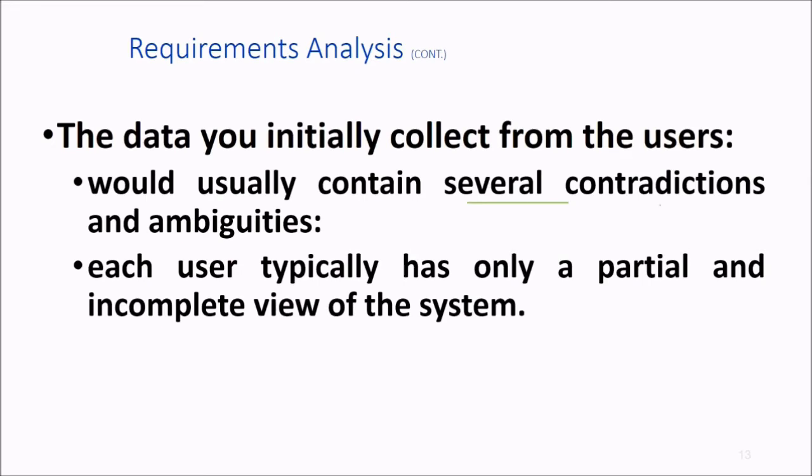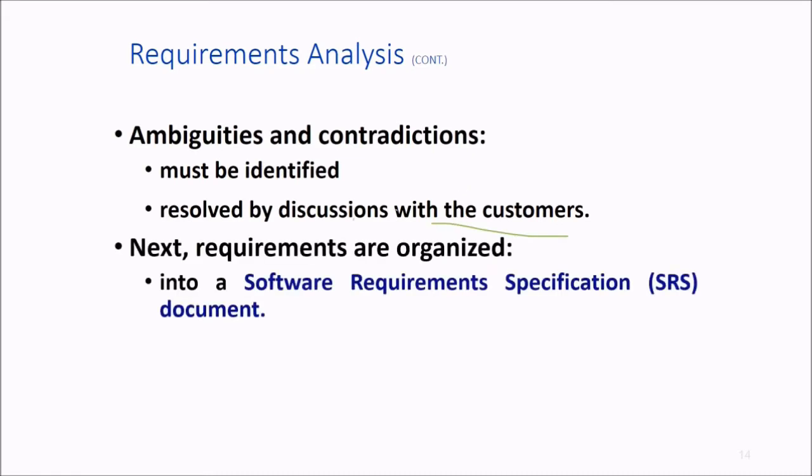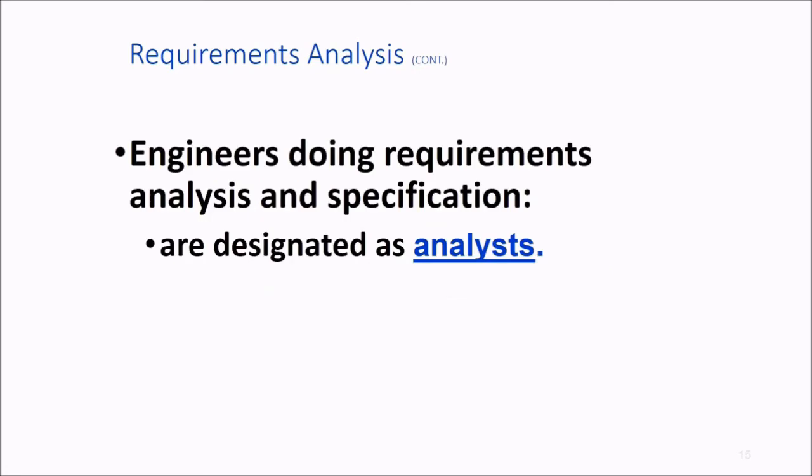So each user typically has only a complete or a partial idea or a view of the system. So these ambiguities and contradictions must be identified and they need to be resolved by sitting with the customers, discussing with them. Then the requirements are organized in a certain form of document which you call the software requirement specification.